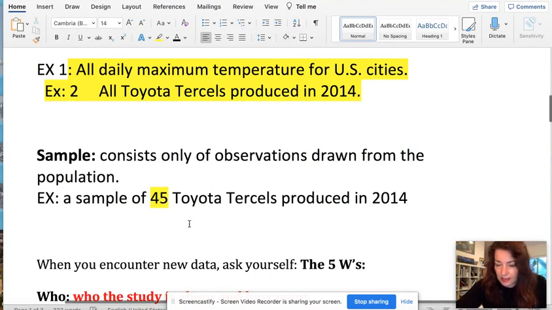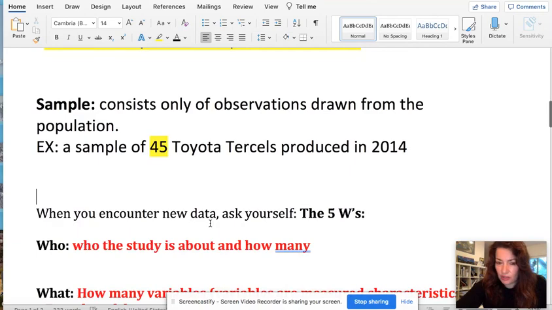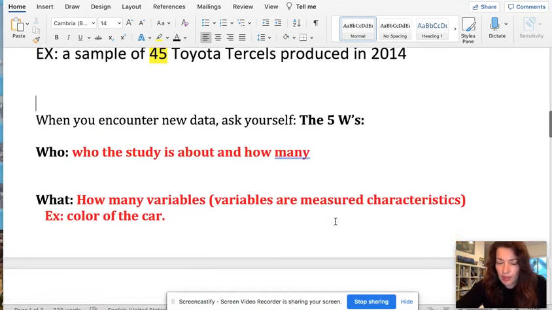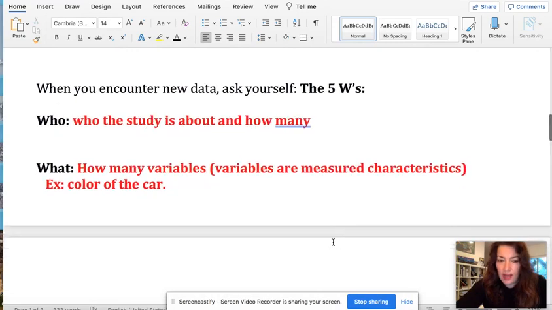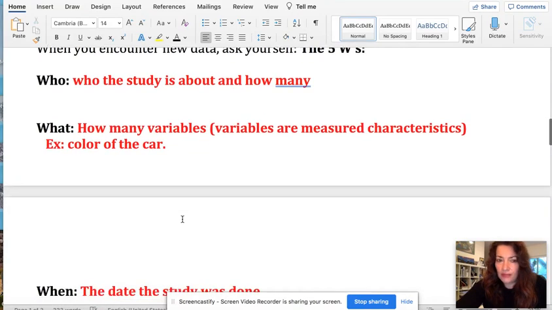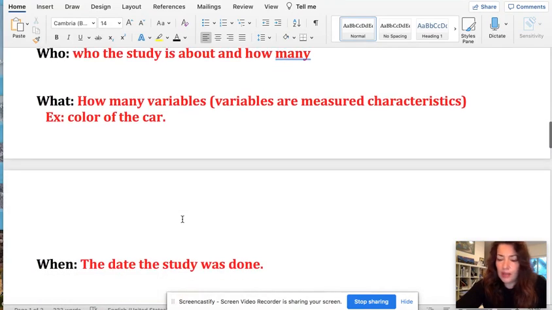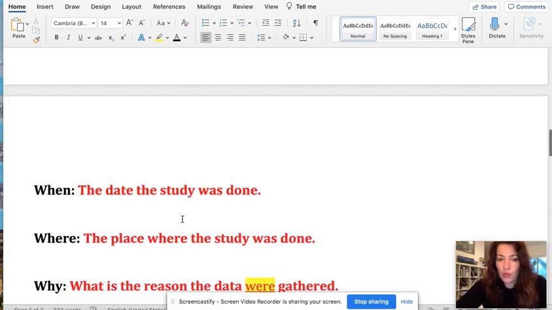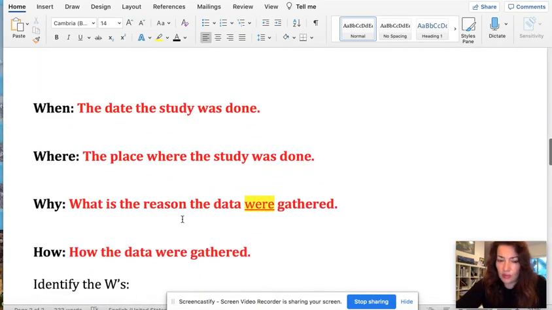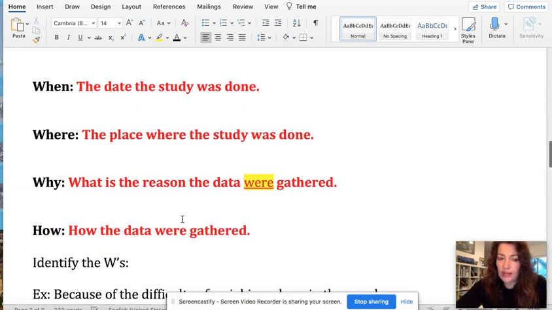All right, the next thing chapter 1 discusses, as I mentioned before, are the 5 W's. The who is who's in the study, how many. The what is how many variables we have. It is usually the columns of a table. The when is the date the study was done, the where is the place, the why is the reason, and the how is how it was gathered.